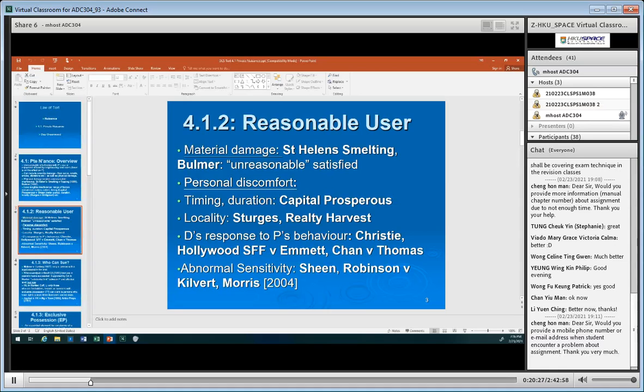And the court said, well, the heat would not have damaged ordinary property. So the fact the plaintiff had super sensitive paper meant he was not able to show it was unreasonable interference. So abnormal sensitivity of paper in Robinson v Kilbert, abnormal sensitivity of the plaintiff themselves in the Sheen case.